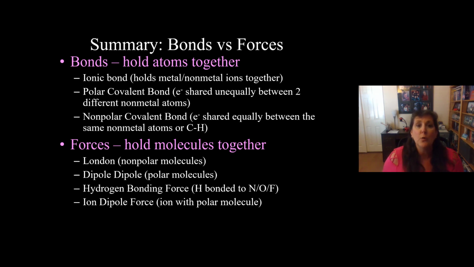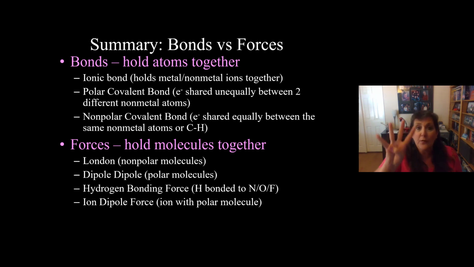Nonpolar covalent bonds are when you're bonded to yourself, like C to C or O to O. CH bonds are also nonpolar. Now the electrons are shared equally between the two atoms, so there's no poles, nonpolar. So those are your bonds.